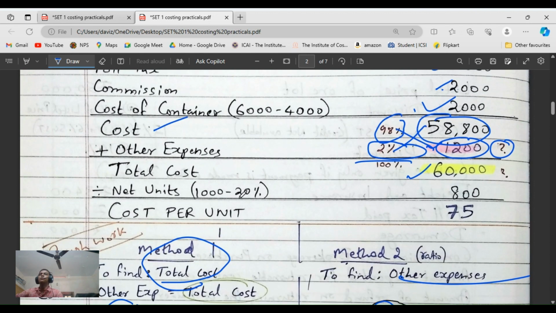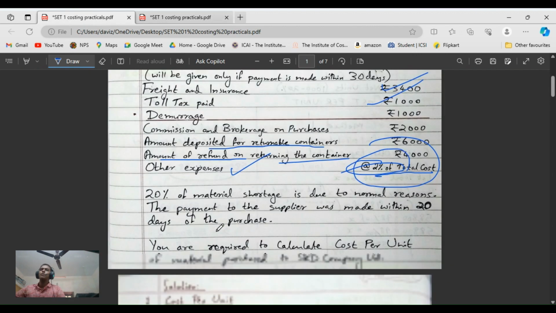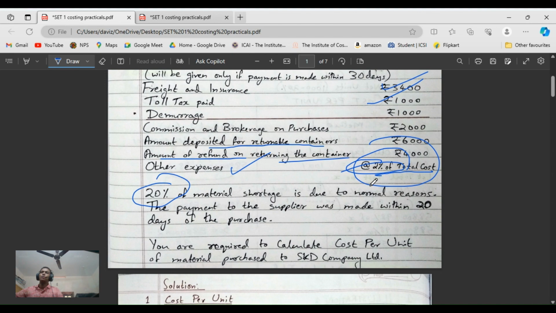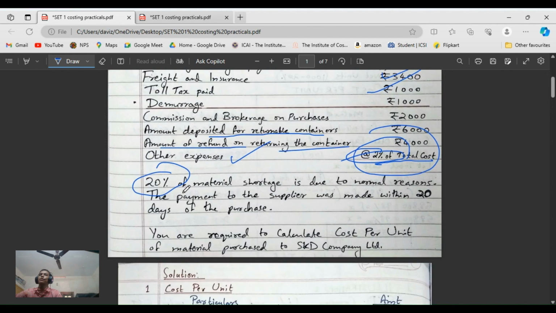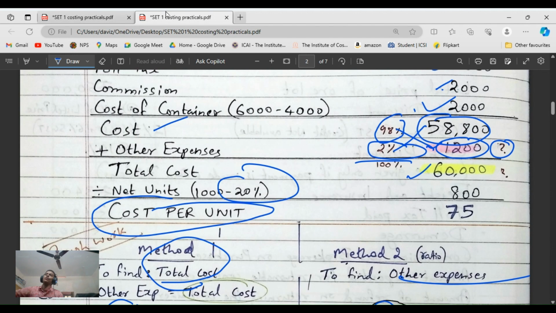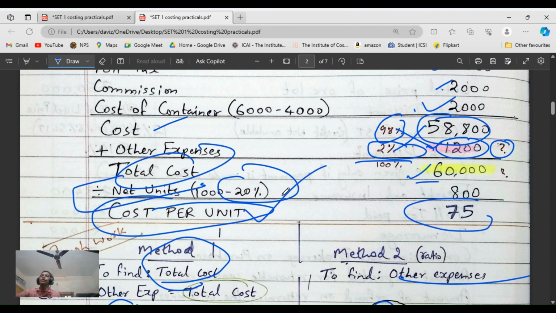Our primary objective is to find the cost per unit. So we found the total cost is 60,000, divided by net units, 1000 minus 20%. Why are we subtracting this? Because 20% material shortage is due to normal reasons. There were 1000 units in a lot, with 20% material shortage, so 1000 minus 20% is 800. 800 is our net units. So total cost divided by net units, we get 75 as the cost per unit. That's how we find the cost per unit.